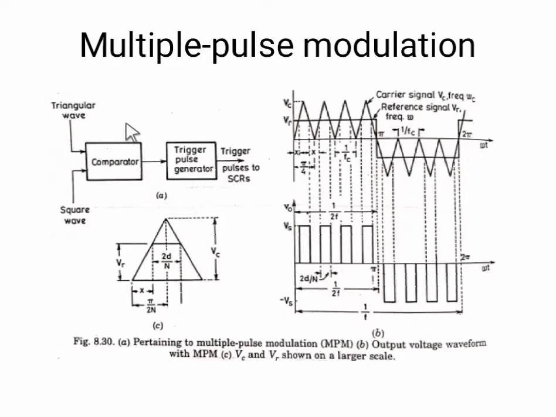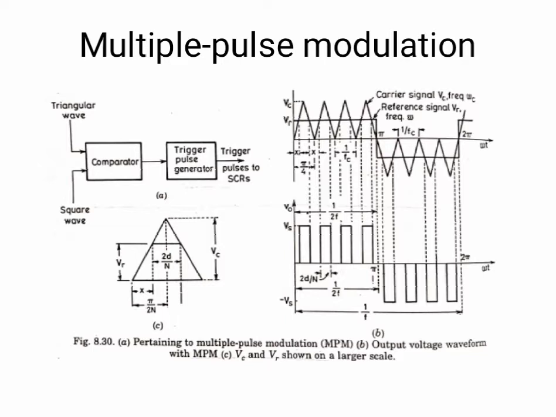Now, how do we obtain the multiple modulation? To obtain multiple modulation, we have to compare two signals. One is a carrier signal and one is a reference signal. The reference signal's frequency is the desired frequency of the output of the inverter, which means it is 50 Hz or 60 Hz.